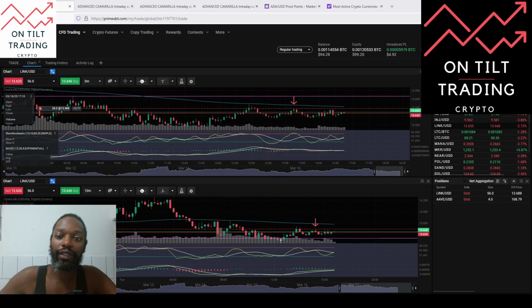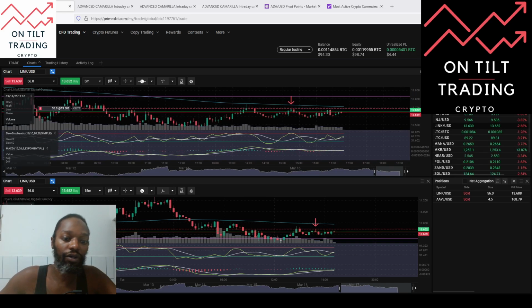This purple line that you're seeing here, this is Camarilla Pivot S4. And this blue line that you're seeing here, this is the 200 exponential moving average. This is the 5-minute chart. This is the 15-minute chart, and everything down here correlates with everything that is up here as far as indicators and everything.